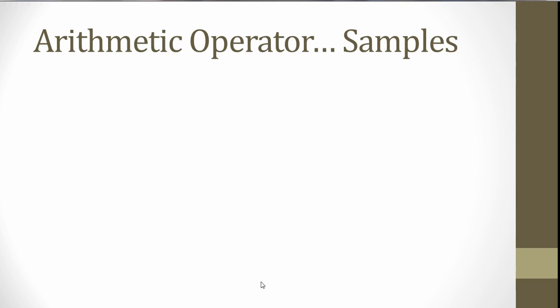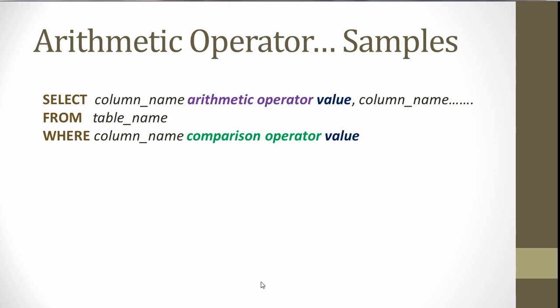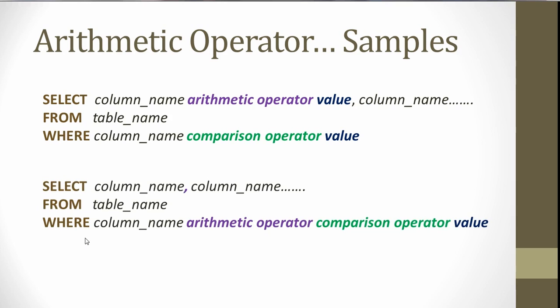Now let's look at some samples. Here we notice that the arithmetic operator and value for a column are being utilized in a select. So it's not necessarily used only in the where condition, but also in the select statement. Another way is where we can use these arithmetic operators and comparison operators and values in a where condition. So we notice that we can use a mixture of these operators, and they can be in the select or the where condition. So let's try out some examples and see how things work out.